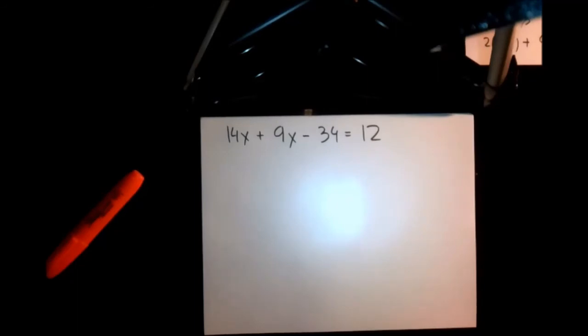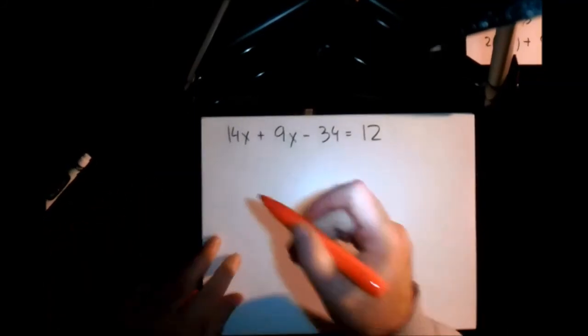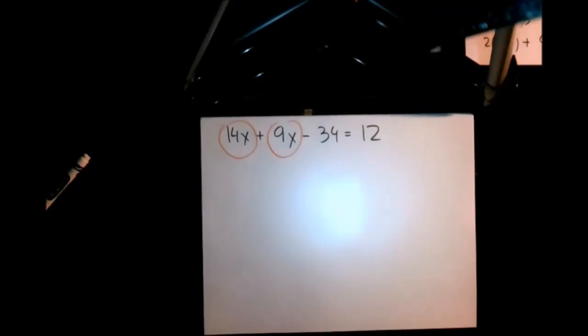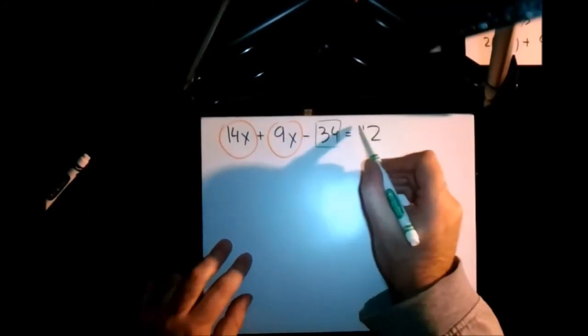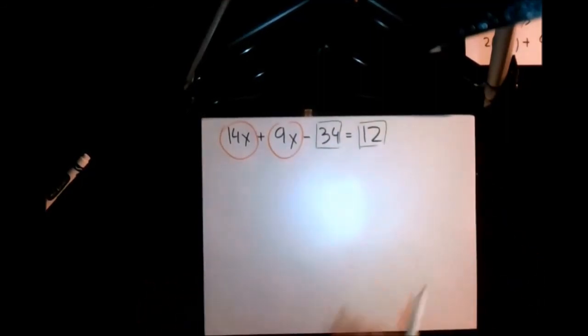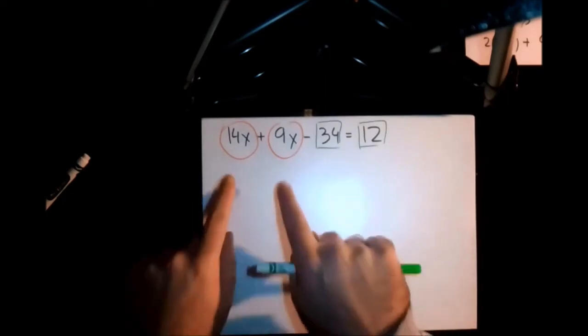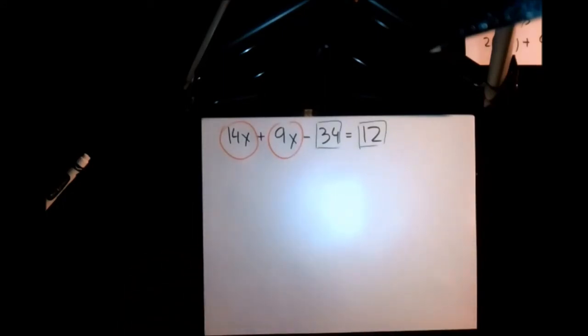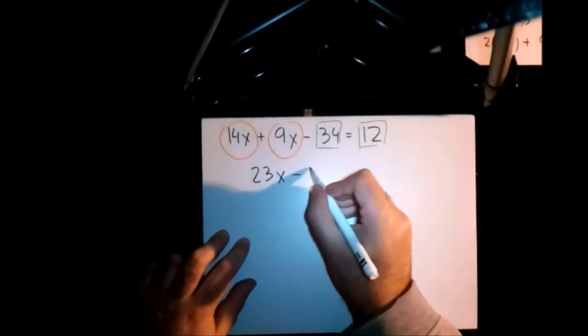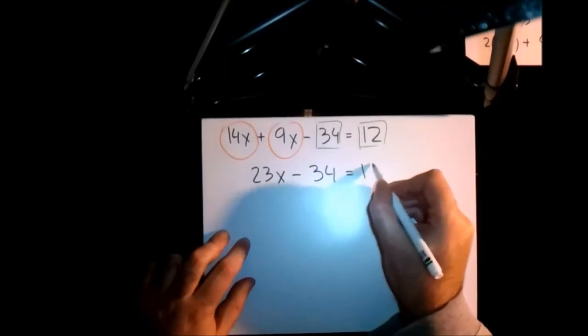Now I'm almost there with a two-step equation, except I can combine some like terms. X term, constant, constant. Can't combine these constants, they're on different sides of the equation. There's like a wall blocking them. But I can combine these two x's. They are on the same side of the equation. They're like terms. They're the same term type. So I'm going to go ahead and combine them. 14x's plus 9x's. I have a grand total of 23x's minus 34 equals 12.